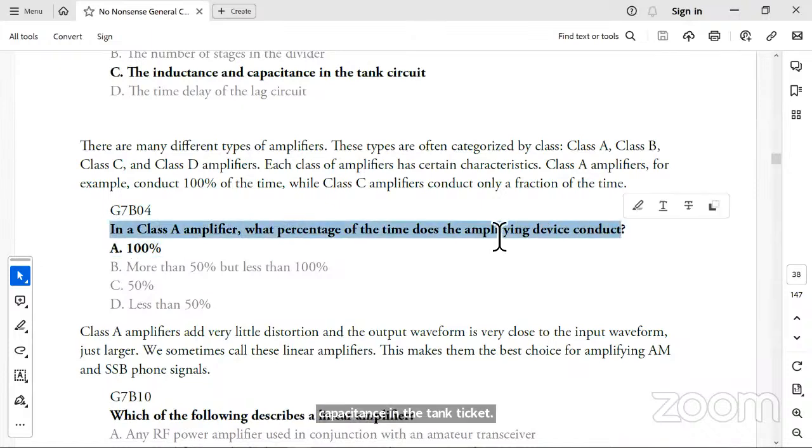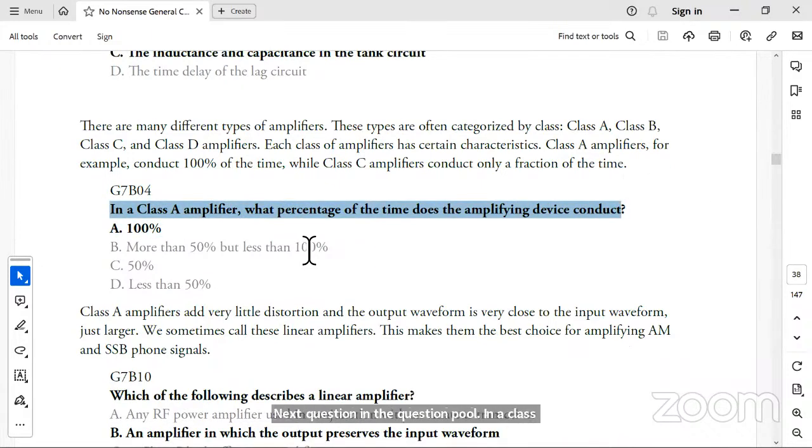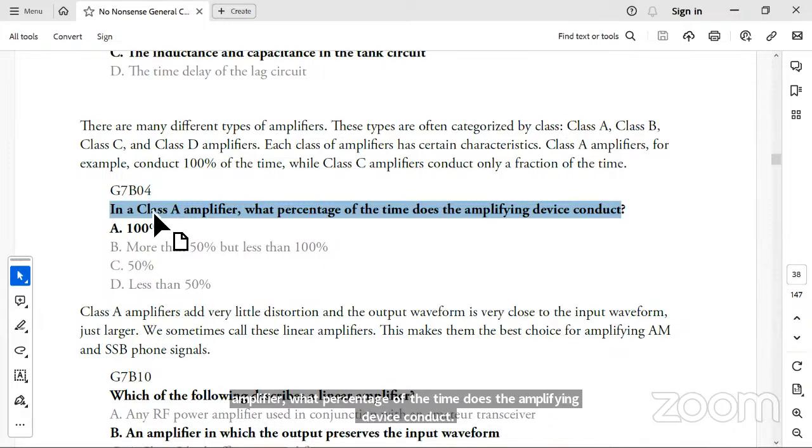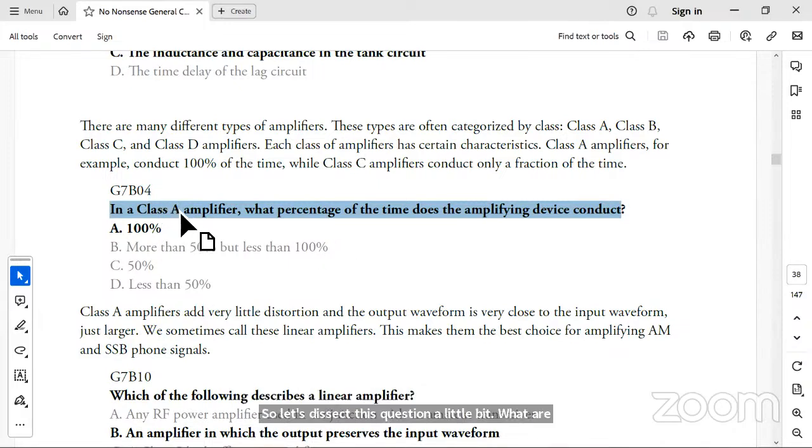Next question in the question pool. In a class A amplifier, what percentage of the time does the amplifying device conduct? So let's dissect this question a little bit. What are they asking us? First of all, they're asking us about a class A amplifier. Remember, we had A, we had B, we had AB, we had C, we had D. They're asking us what percentage of the time does that class A amplifier conduct, meaning operate? Is it some of the time, all of the time? It's actually all of the time, which is 100% of the time for class A.